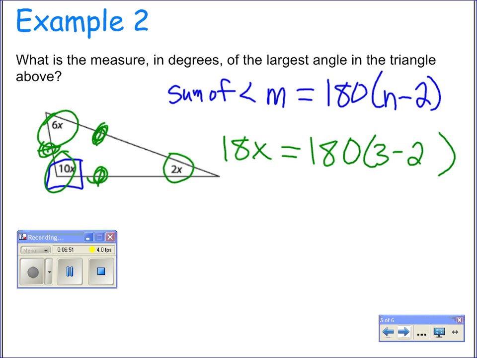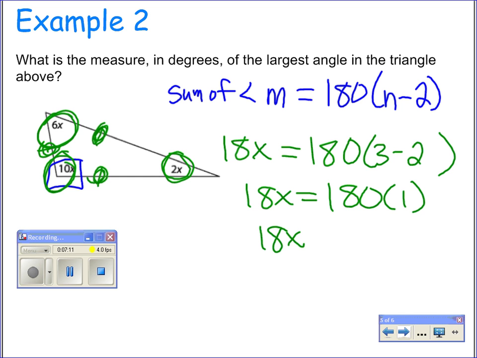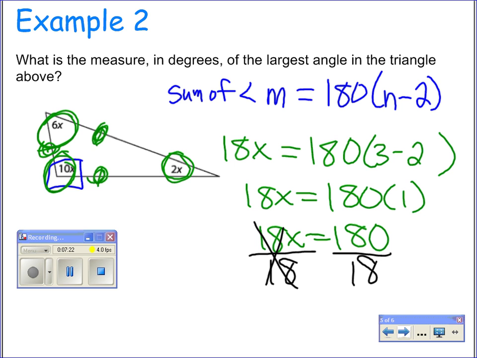So n represents the number of sides, and what I circled here in green, that was the sum of the interior angles. So we have 18x is equal to 180 times 3 minus 2. So we end up with 18x is equal to 180 times 1. Anything times 1 is itself. So we have 18x is equal to 180. Remember, we're trying to find the largest angle measure, not just x, but we need to find x first. So divide both sides by 18. We have x equals 180 divided by 18. So again, we get 10.